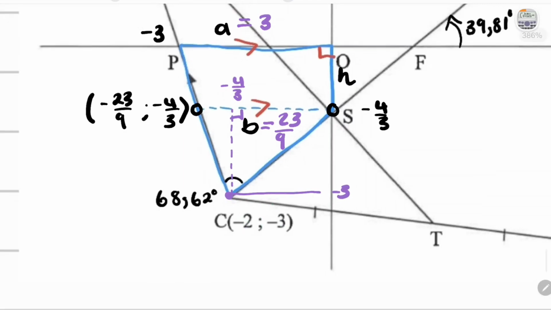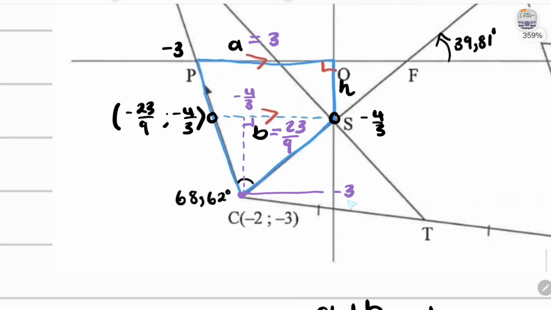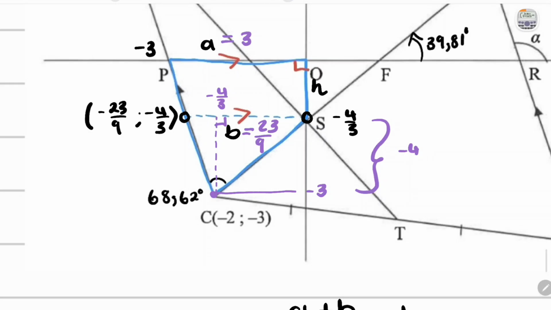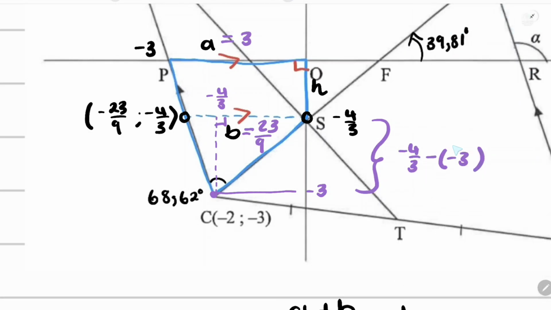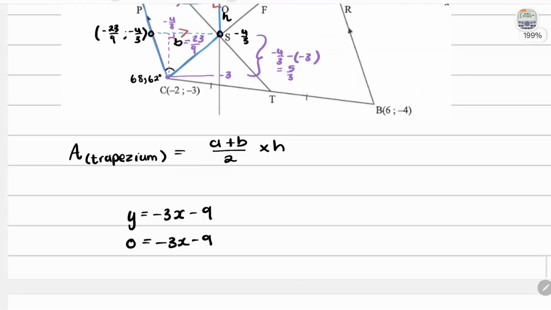So what exactly is your height? How would you find your height? If the base is at negative 4 over 3 and the highest point is at negative 3, then just subtract them to get the height. So you'll say negative 4 over 3 minus negative 3, and you'll find your height. It's always highest minus lowest. And that gives us 5 over 3. So we know the height of that. It's 5 over 3. We have everything we need now to find the area of this shape.